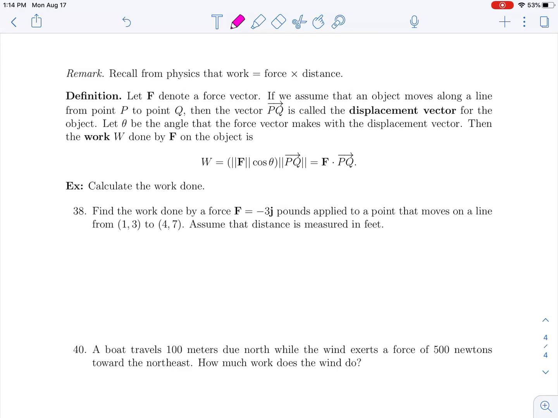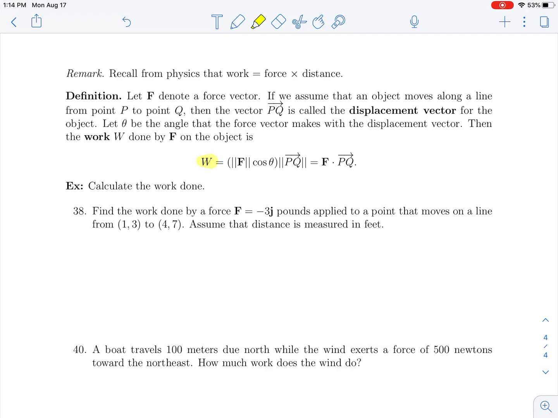So here, a definition: we're going to let F be a force vector. If we assume that an object moves along a line from a point P to Q, then the vector PQ is called the displacement vector for the object. So again, from P to Q, we can determine that vector PQ. Let theta be the angle that the force vector makes with the displacement vector. Then the work W done by F on the object is the following.